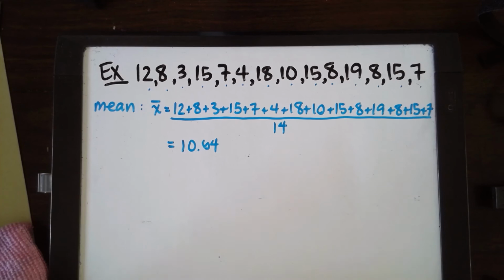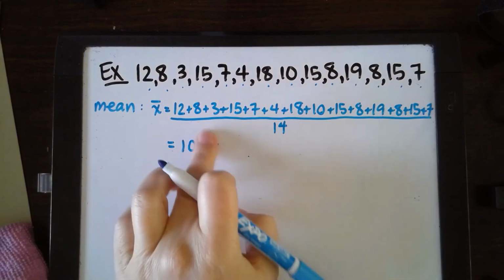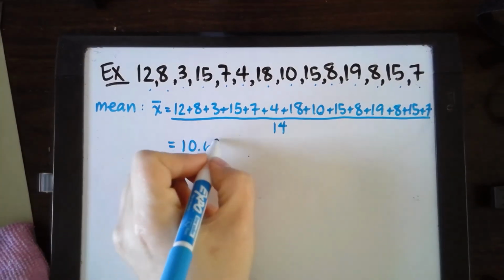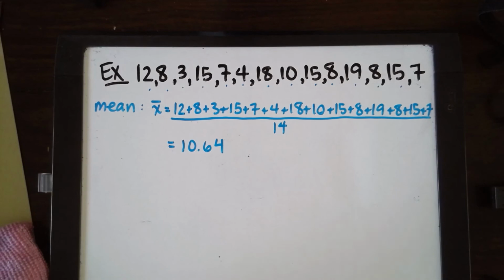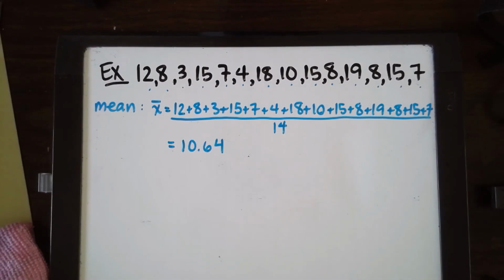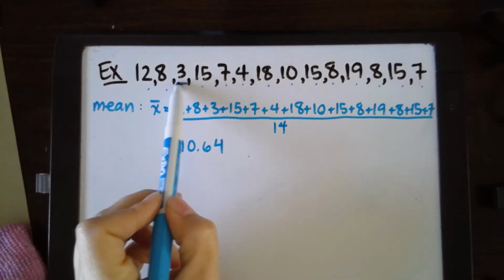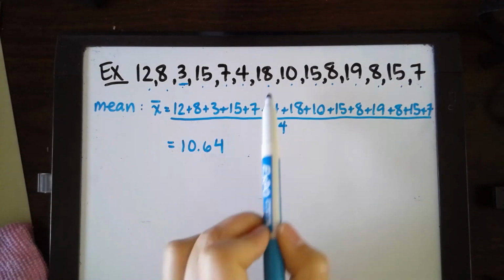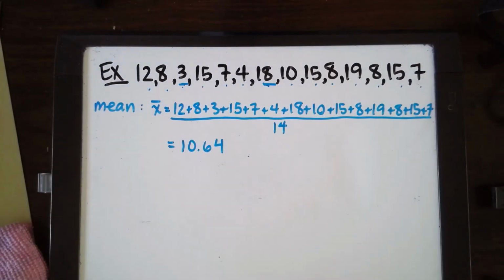I encourage you to follow along, put this in your calculator. You should get 10.64. Okay, so that's it. That's our average value. And it's a reasonable number, right? Our lowest value is 3. Our highest value is 18. And 10 is in between those numbers. That's a reasonable number. So that's our mean.